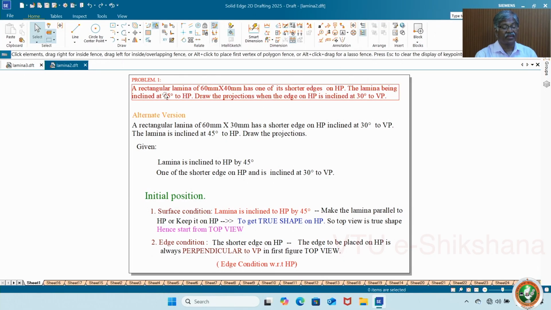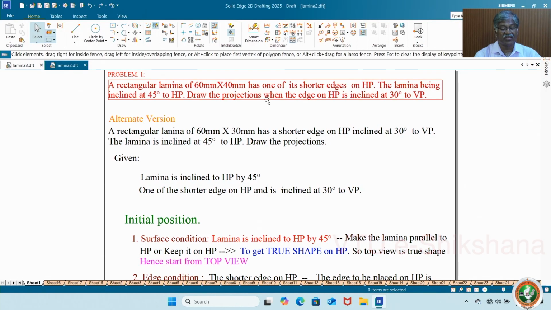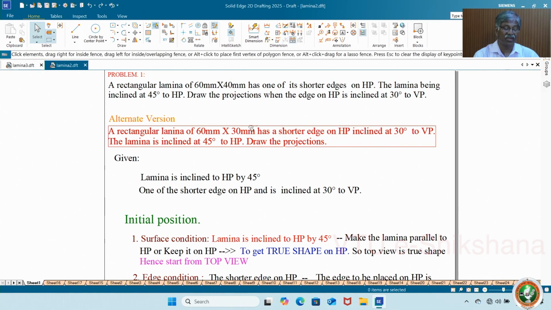See, a rectangular lamina of 60 mm by 40 mm has one of its short edge on HP, the lamina being inclined at 45 degree to HP. Draw the projections when the edge on HP is inclined at 30 degree. Whatever we have worked out, same problem I am taking now for better understanding on computer, how to work on computer. Again, short edge on HP is inclined at 30 degree to VP. That means the edge on HP is inclined at 30 degree to VP, not the lamina. Lamina inclination is given here. The lamina is inclined at 45 degree to HP.